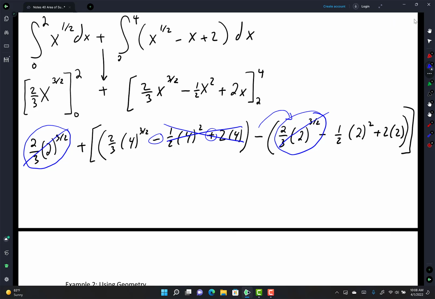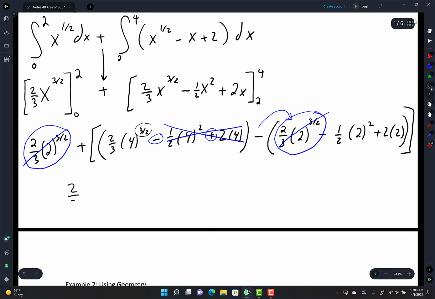Do we see anything else? 2 squared 4. Okay, that's it. So let's see. How do we do this? Here's how we do it, guys. That 4 to the 3/2, just do law of exponents. So that 2 in the bottom means square root. The square root of 4 is 2. And 2 to the 3rd power is 8.